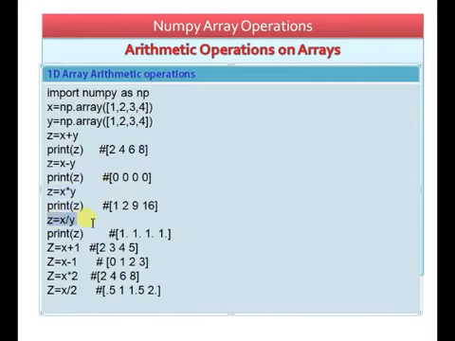z is equal to x upon y. The corresponding elements are divided and the resultant of z is 1.0, 1.0, 1.0 and 1.0. Next, 4 operations: plus, minus, multiplication and division.